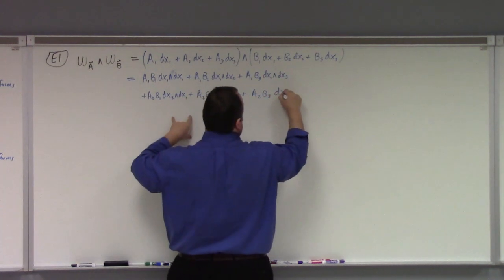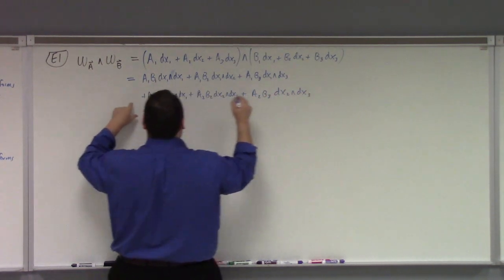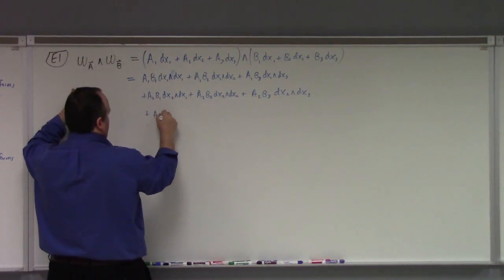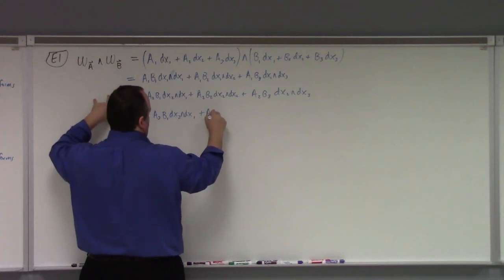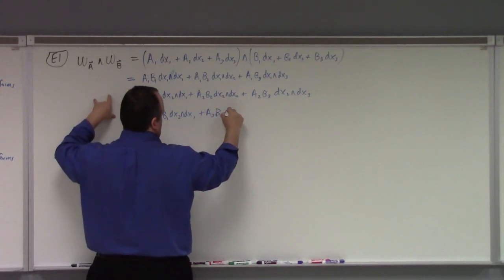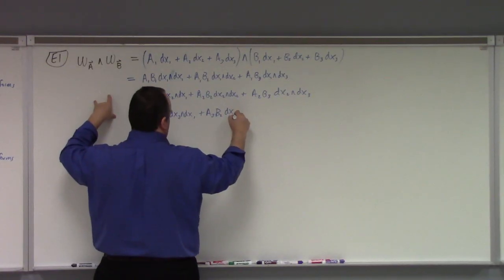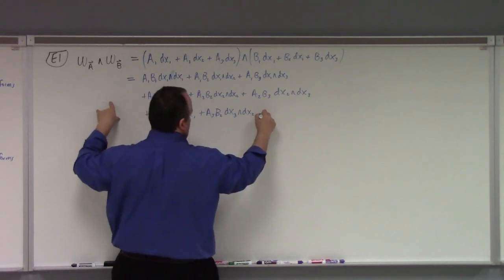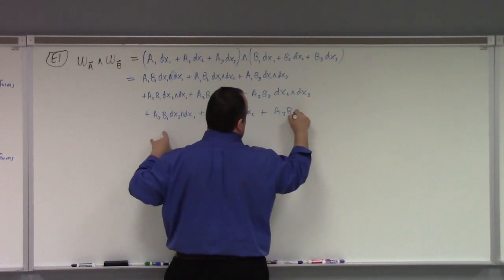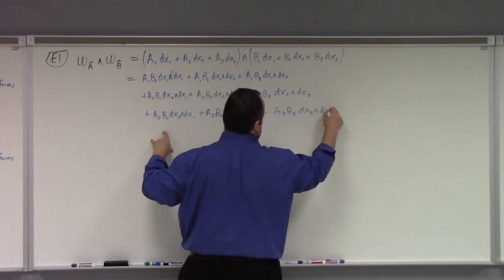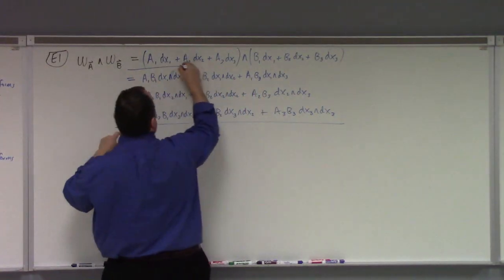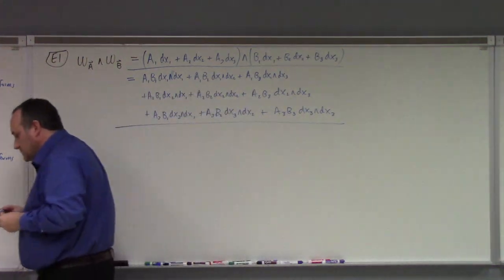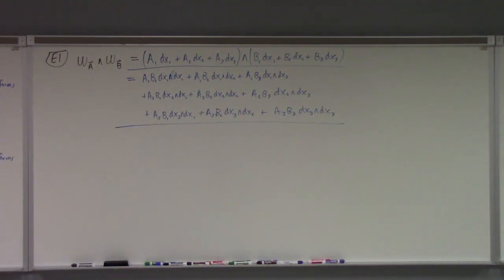b3, dx2 wedge dx3, plus a3, b1, dx3 wedge dx1, plus a3, b2, dx3 wedge dx2, plus a3, b3, dx3 wedge dx3. Now, what I've just written here, I've written much more than I needed to, because 3 of those things are 0, right?